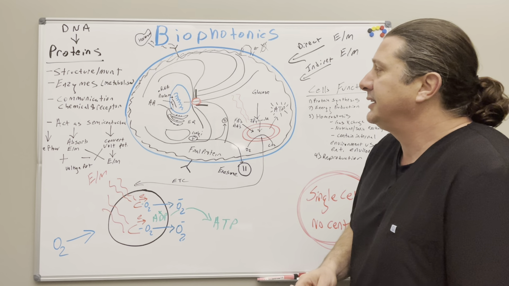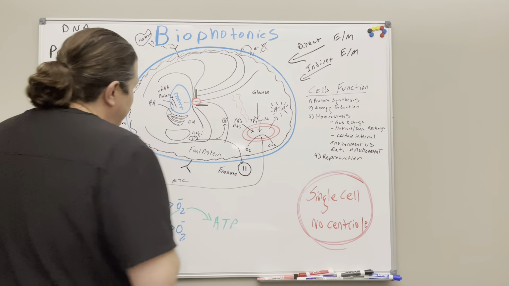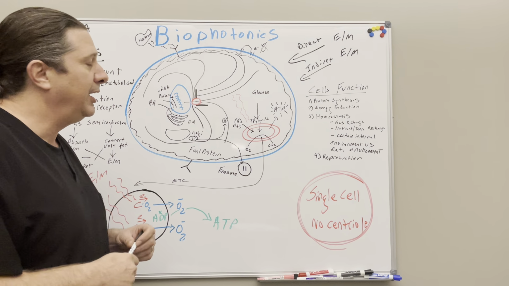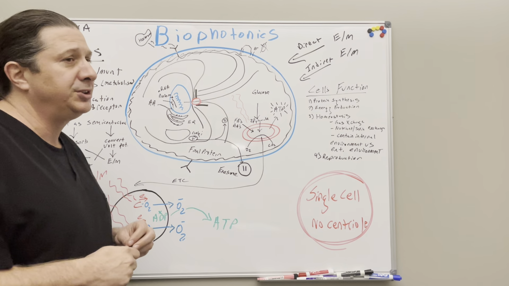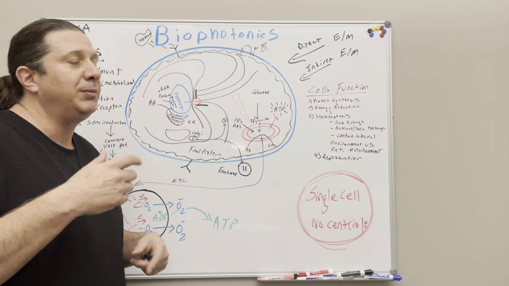Which brings us to our next system, which is the microtubule system. In conventional science, the microtubule system really has some pretty minimal functions to it. In the biophotonic model, it's the centerpiece. That microtubule system is going to be the absorber of biophotonic energy, and it's going to be the processor.